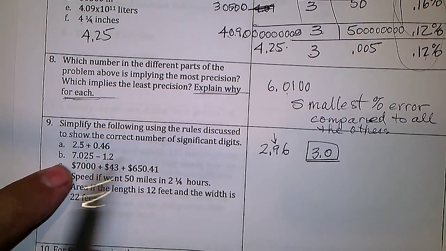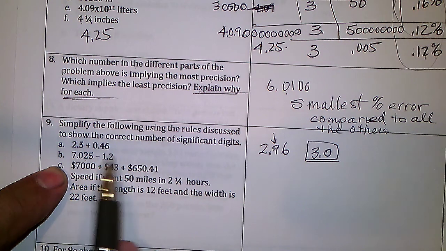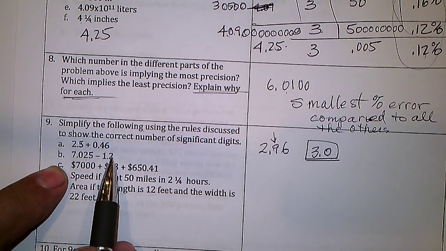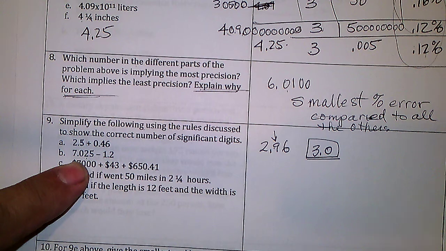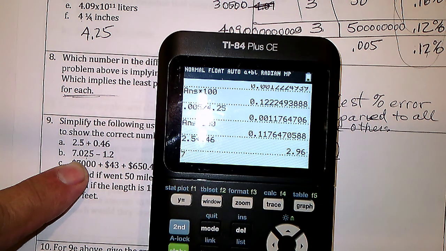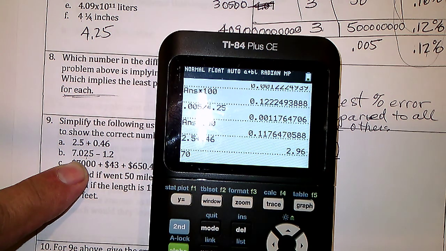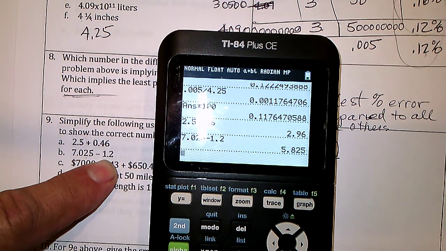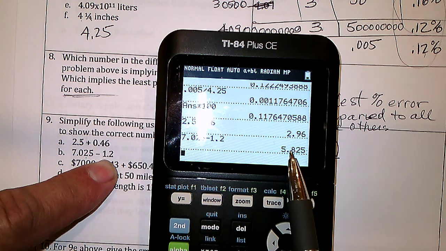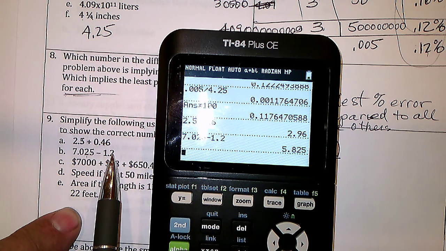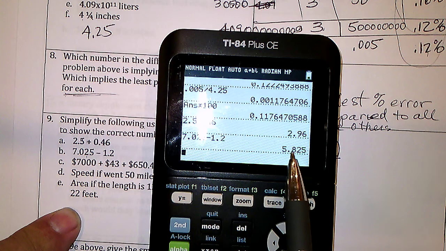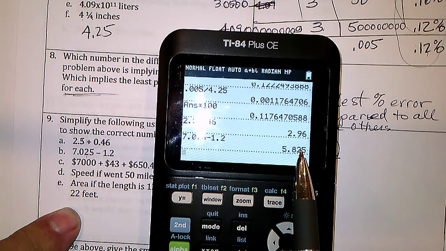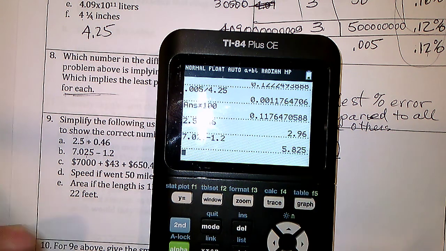Here we're subtracting. This one goes to the tenths, hundredths, thousandths. This one only goes to the tenths, so we have to give our answer to the tenths. 7.025 minus 1.2, but we keep it only to the tenths place, the least place that we have. So we go to the 8. The next one is not more than 5, so we leave it 5.8.